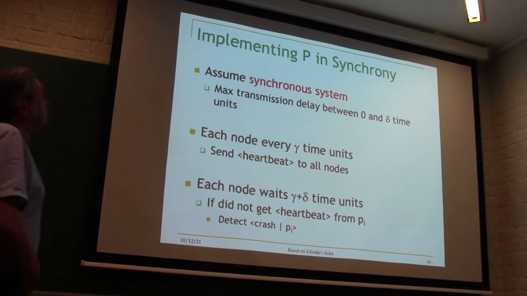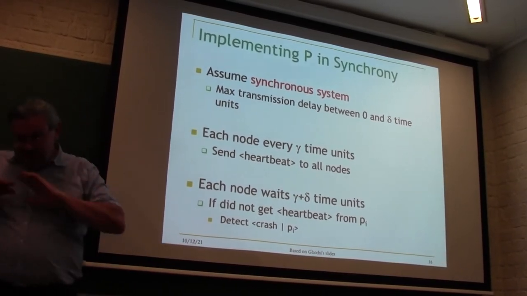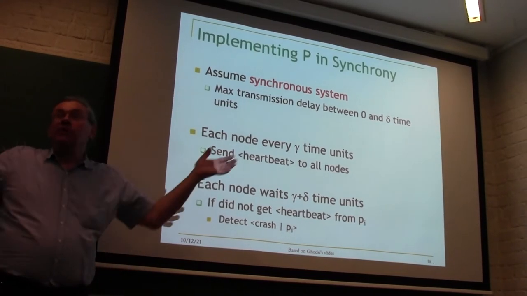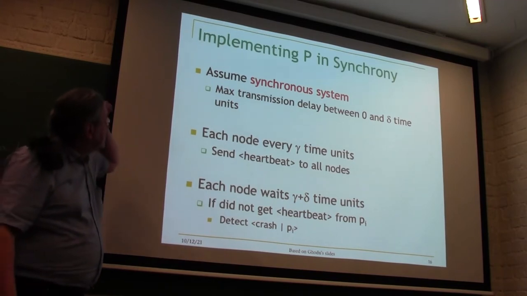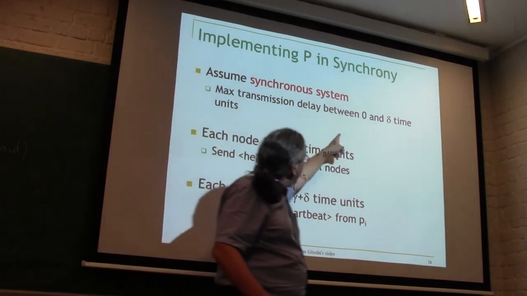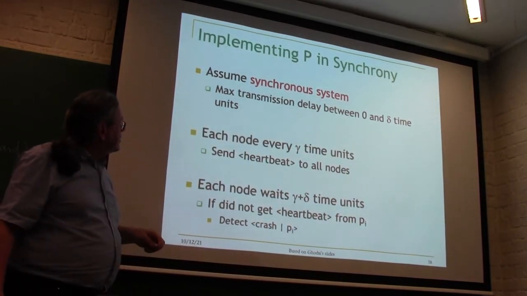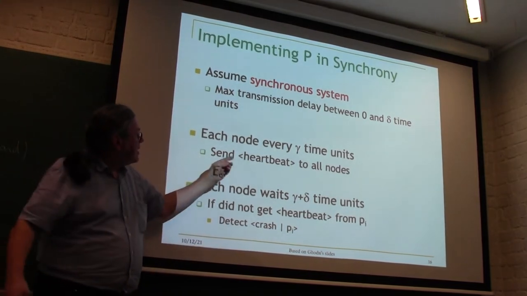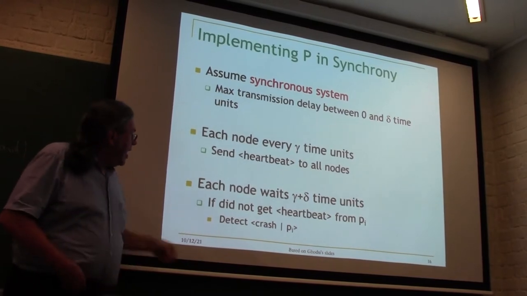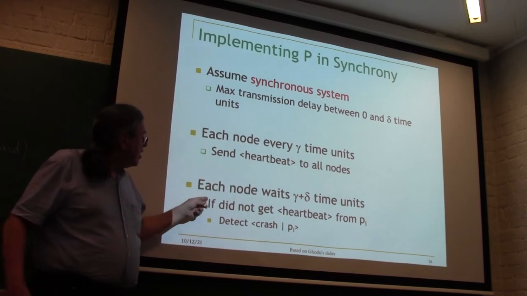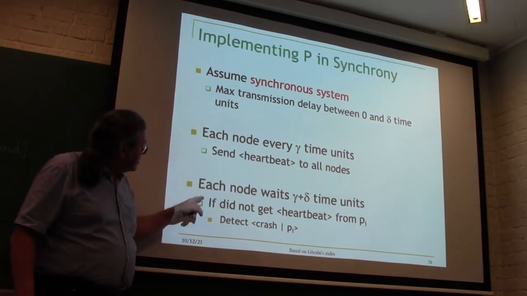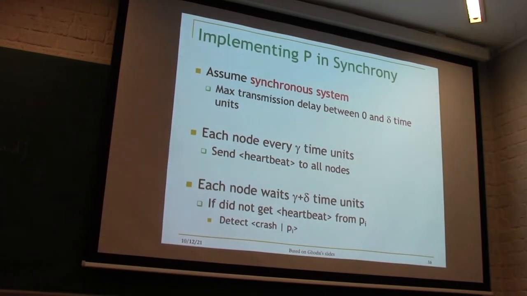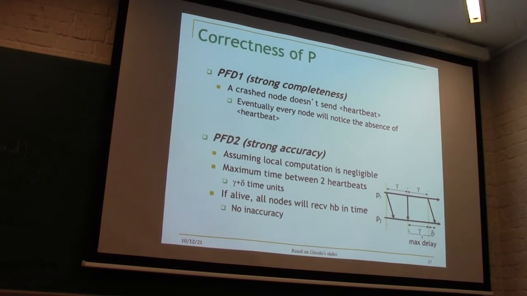And it's very easy to implement P in a synchronous system. Those systems are so nice. Any system that sits on a desk, or in a small room, a cluster, or whatever, will be synchronous. So there's a maximum transmission delay, say between 0 and delta seconds. Here's how you do it. Every gamma seconds, every node sends a heartbeat message. Every node also waits gamma plus delta units after sending, and if it does not get a heartbeat from P_i, then you're sure that P_i has crashed. You can prove the two properties.